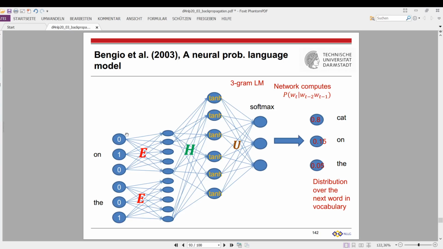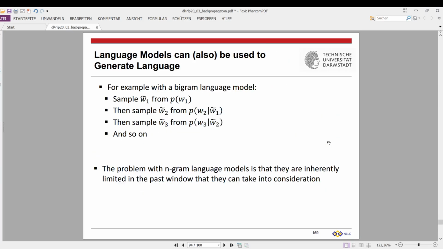So if this were a bigram language model, this part would drop out. So we would feed in cat here, we would get a probability distribution out, and then we would sample these words with their respective probability. So in this case, cat would have 80% of being sampled, on would have 15%, and so on, right? And then we can successively do that. So we sample the next word, plug it into our language model, and from this part we sample the next word, and so on until we generate a really long sentence.